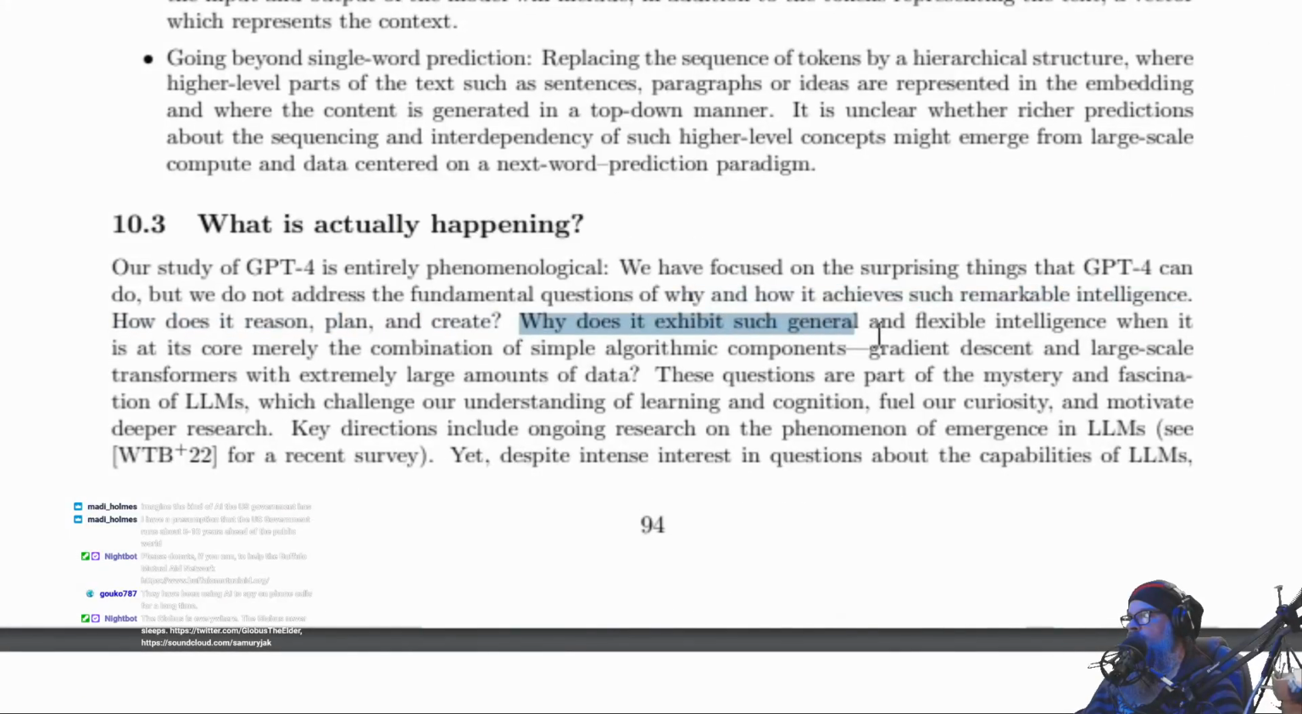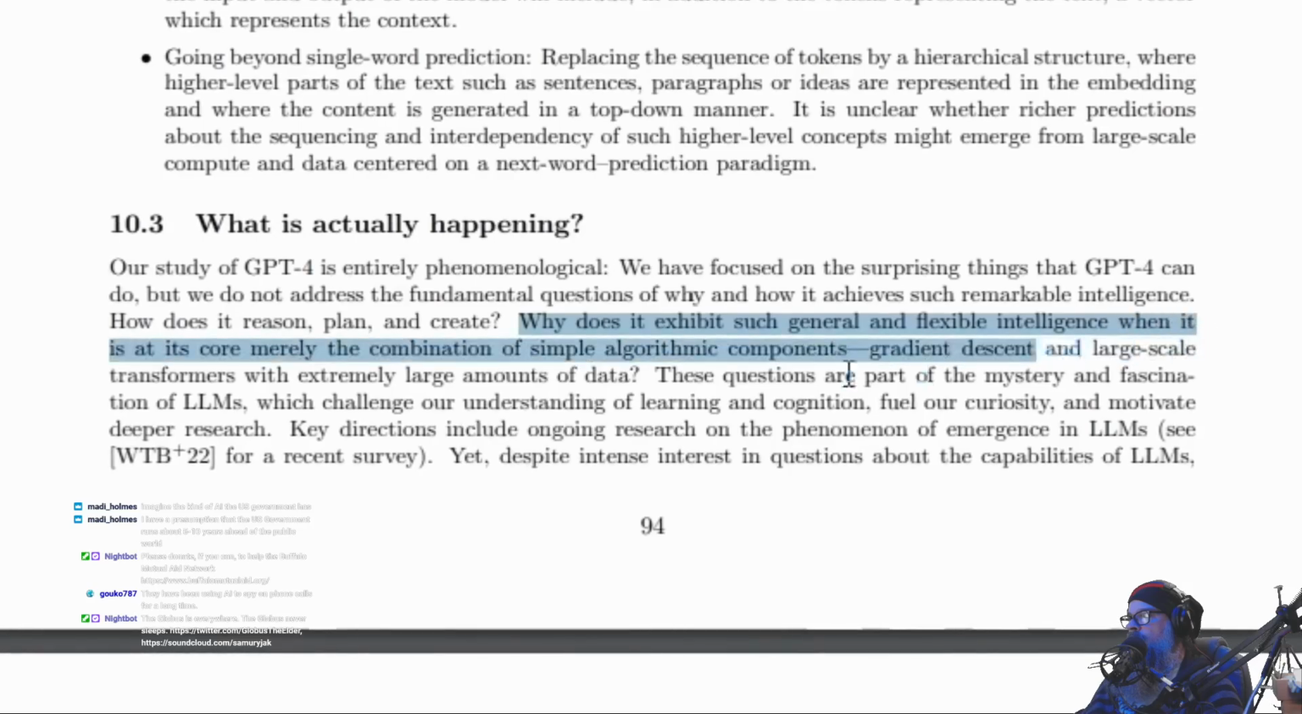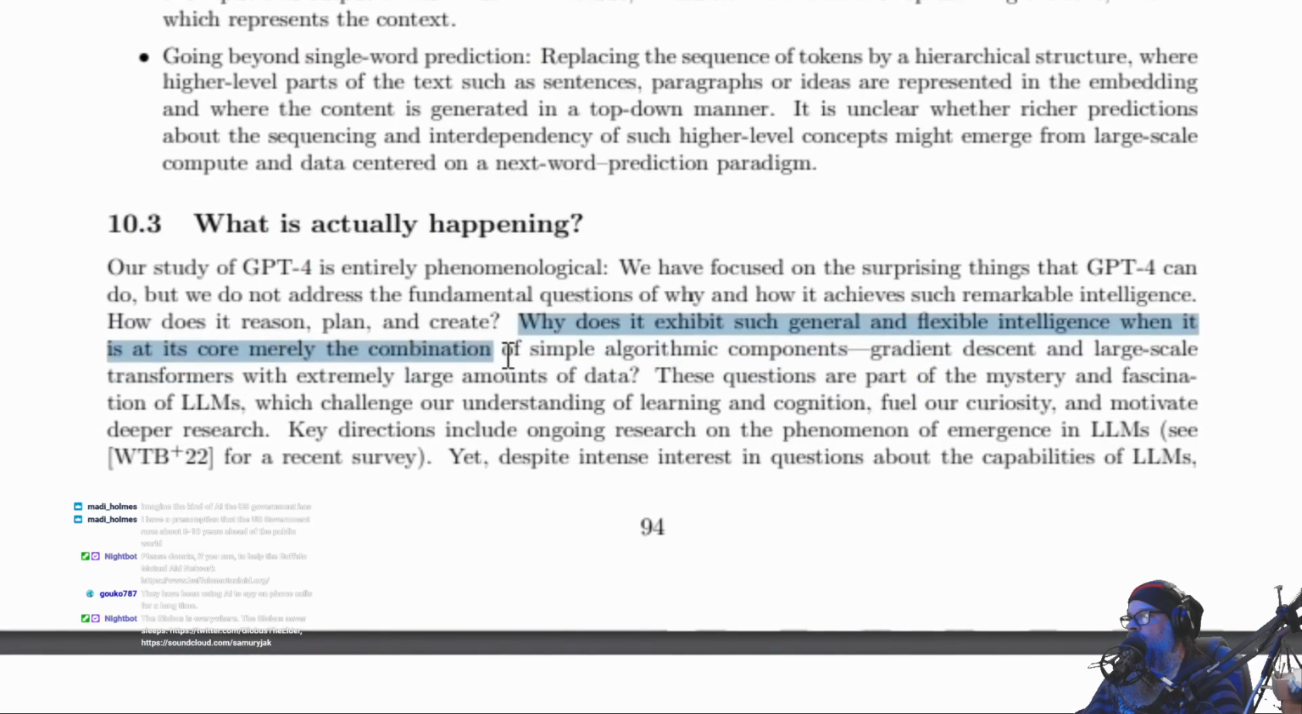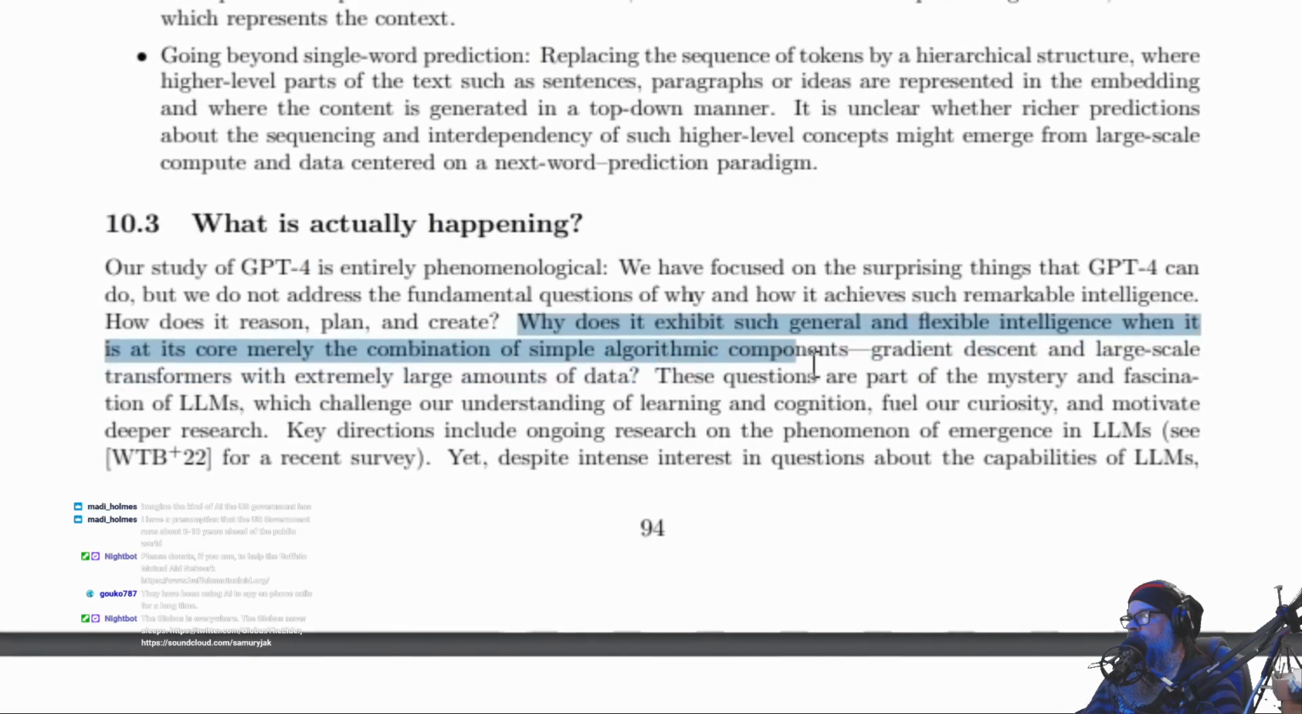I've read summaries of it, and it essentially breaks down the fact that GPT-4 has elements of artificial general intelligence, but still lacks quite a bit to be artificial general intelligence. But one interesting thing about this paper is at the very end, it asks some very interesting questions. It asks, why does it exhibit such general and flexible intelligence? At its core, it's merely the combination of simple algorithmic components.